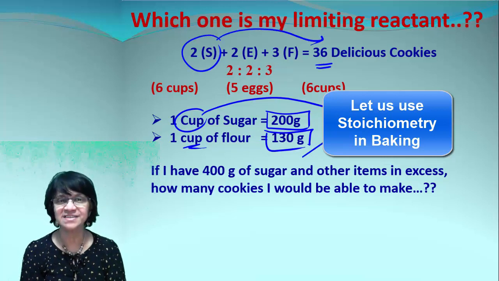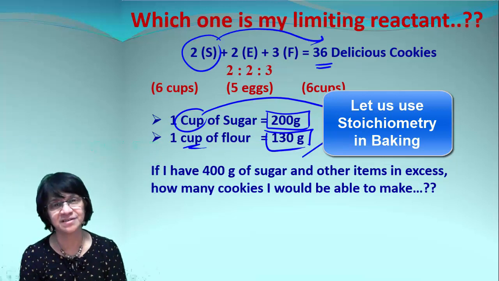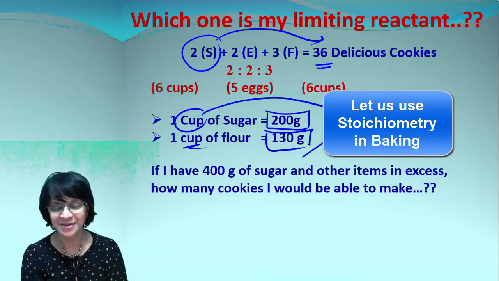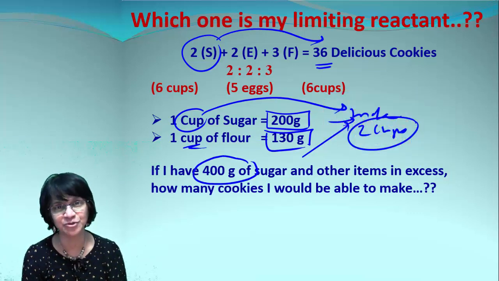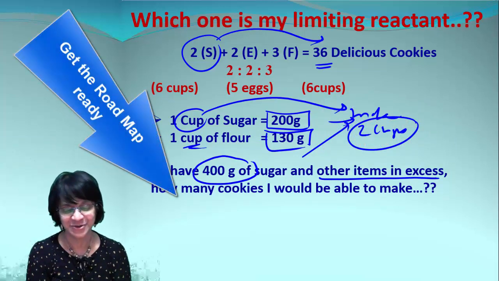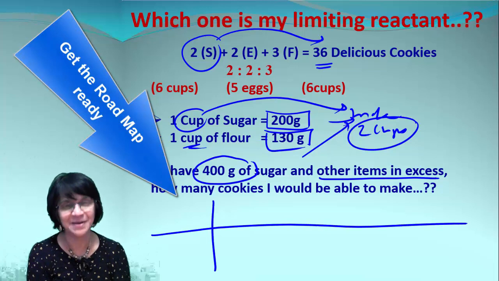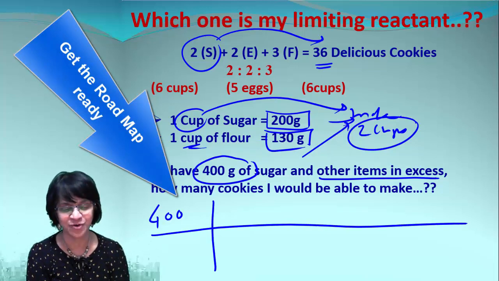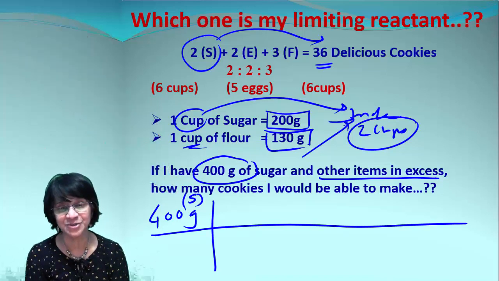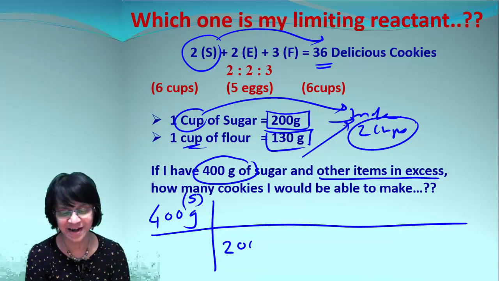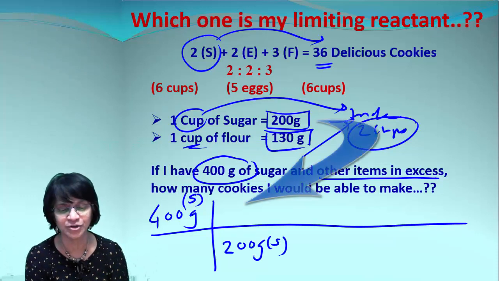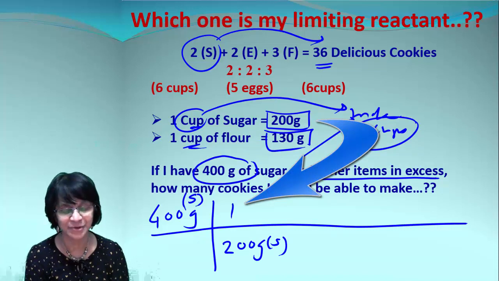Now let's step back and see how we can use stoichiometry to solve this problem. So that's my given, 400 grams of sugar. Already I have the other ingredients in excess. So I am going to begin with my given, which is 400 grams of sugar. Then from there I need to go all the way to the cookies. So 200 grams of sugar is equal to, I know, 1 cup. So I'm going to go from there to 1 cup.